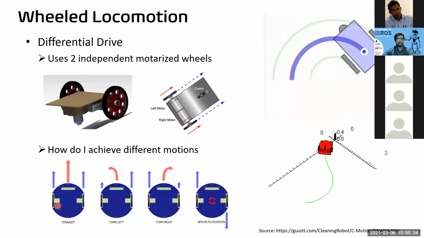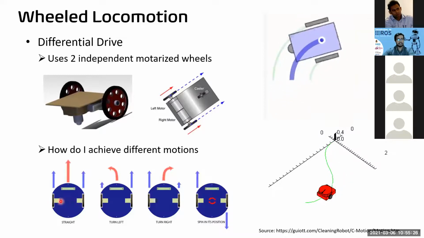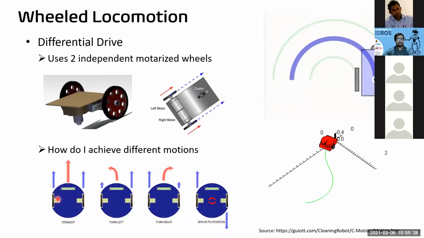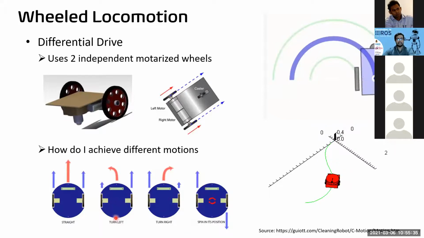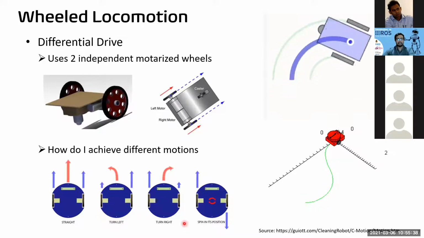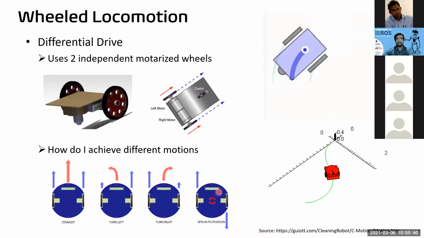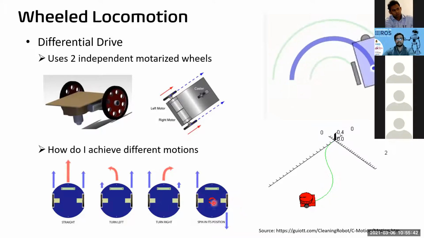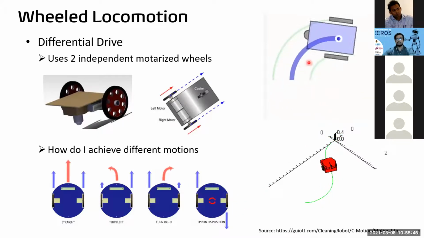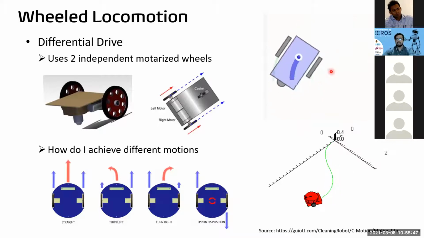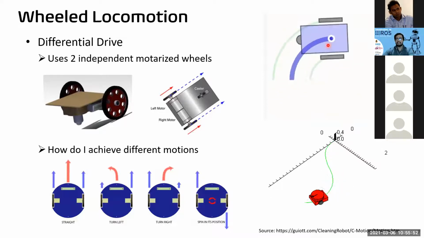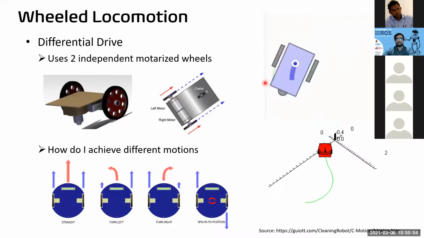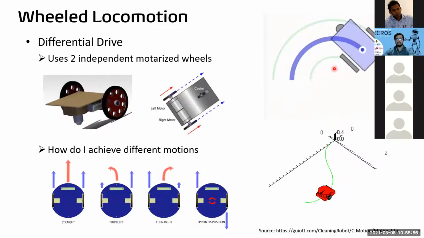If you want to go straight, then if both the motorized wheels are turning at the same speed, the robot will go straight. In order to turn left or right, you just have to adjust the speed of either wheel, and it will turn left or right. And in order to spin in the exact same position, you just need to turn the wheels in opposite directions. So here is a nice example of how you use the locomotion to move in this sort of an arc with two independent motorized wheels.